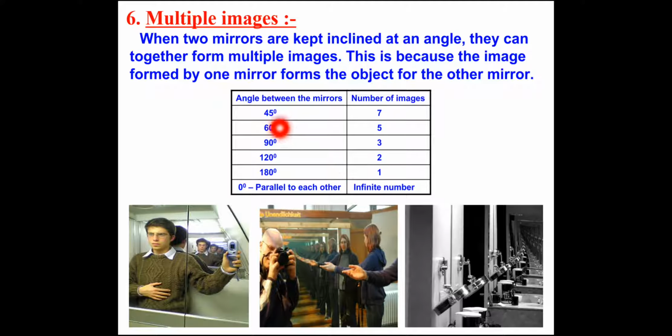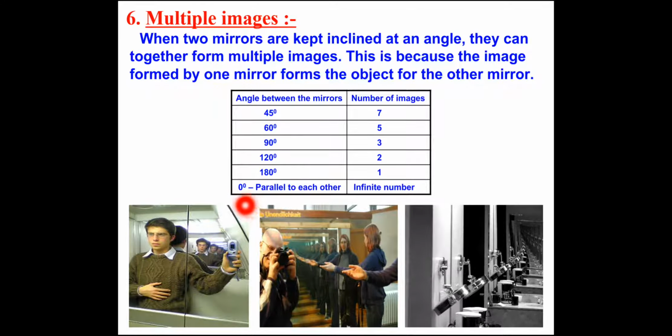For example, if the angle between two mirrors is 45 degrees, then 7 images can be formed. If the angle is increased to 60 degrees, then 5 images may be formed. If the angle is 90 degrees, 3 images may be formed, and if the angle is increased up to 120 degrees, then 2 images will be obtained. And if the angle is 180 degrees, one image can be obtained.